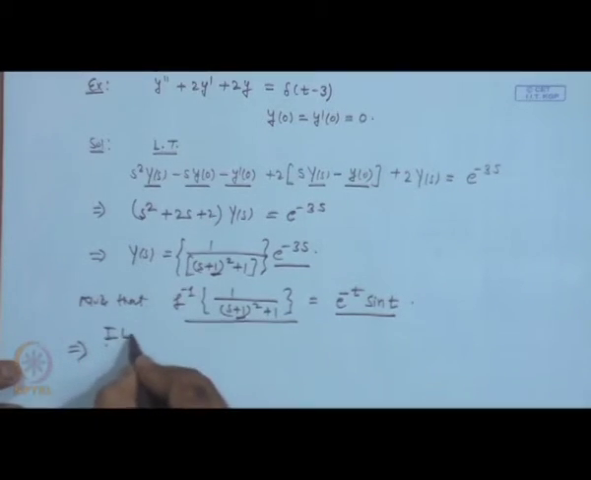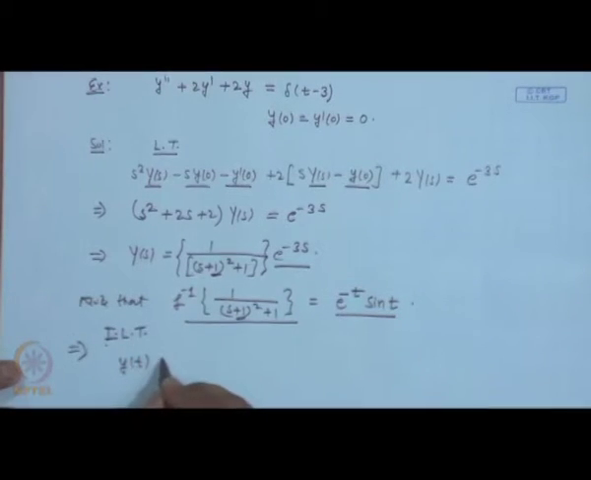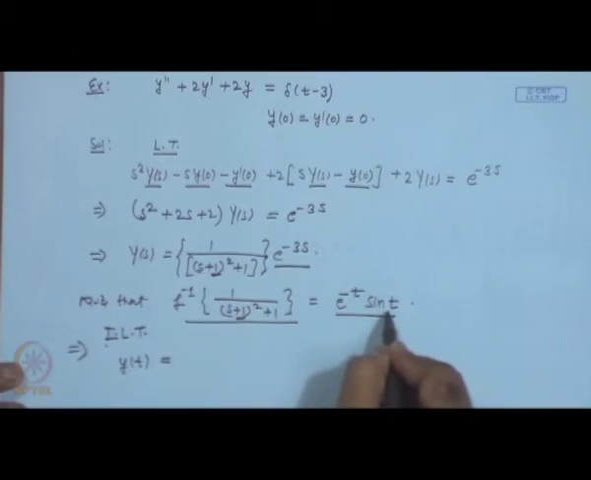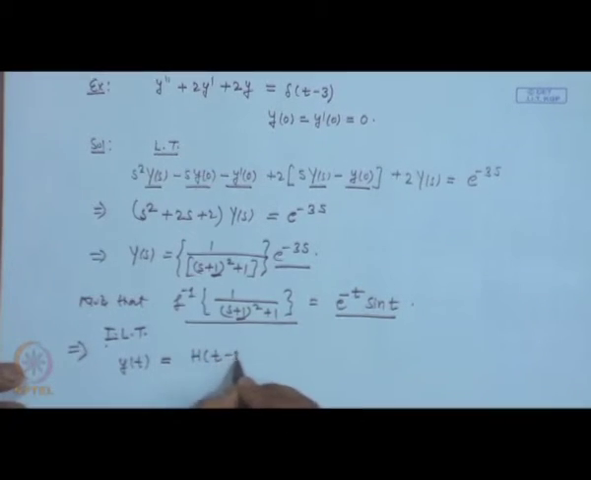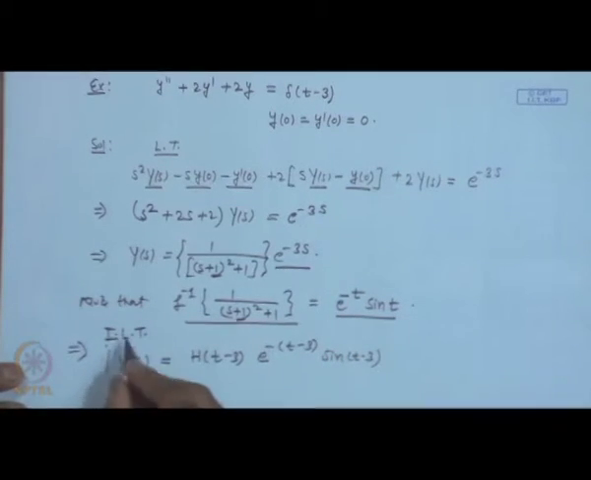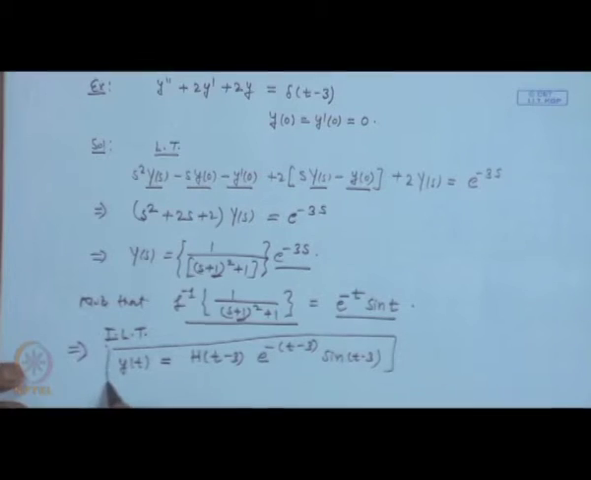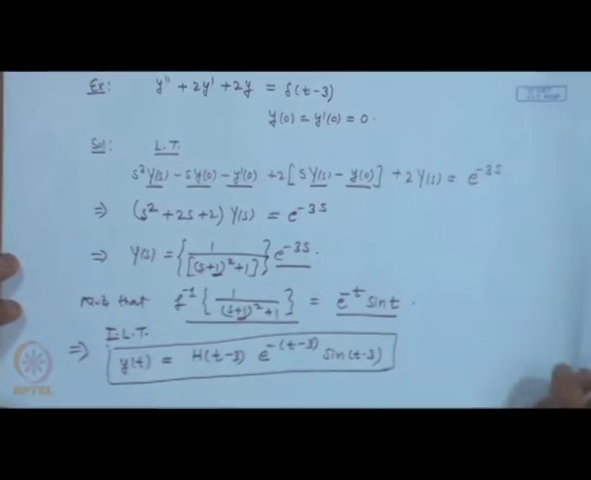So, taking the inverse Laplace transform of Y(s), we will get y(t), and that will give us e to the power minus t sin t, and then we get a shift in t. So, with h(t minus 3), because minus 3 is there, we get h(t minus 3) e to the power minus (t minus 3) sin (t minus 3). So, with the second shifting theorem, we have this solution when the right hand side is the Dirac delta function.